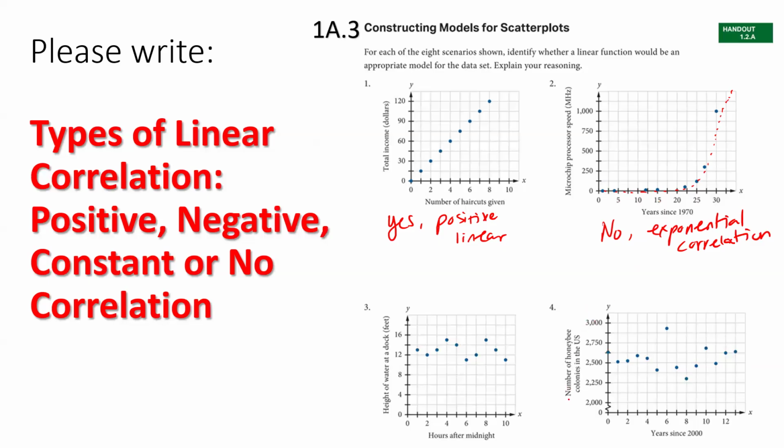All right, number 3. Is it possibly linear? What kind of linear? It would be a constant, because roughly I could have a horizontal line that would go through and they would all cluster around that. Does that make sense? So we would let it slide. Is it the best constant? No, but okay.